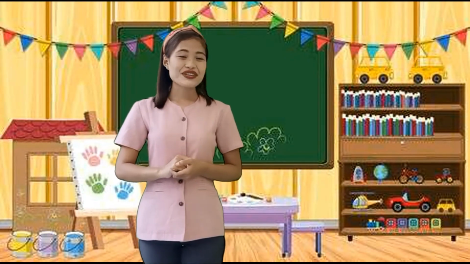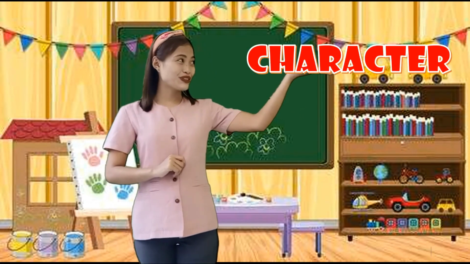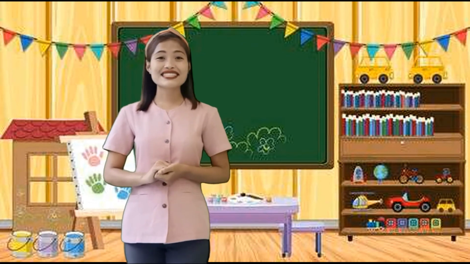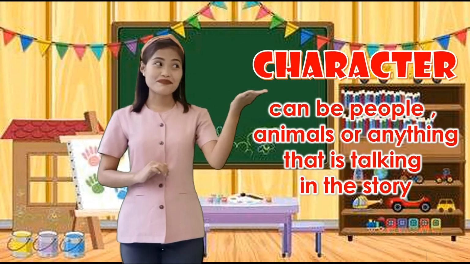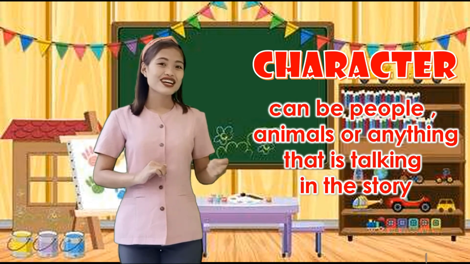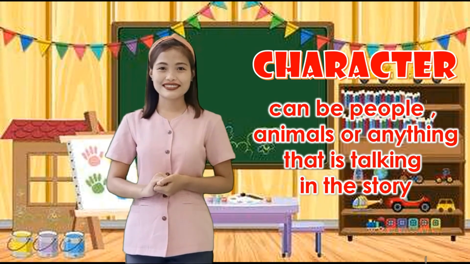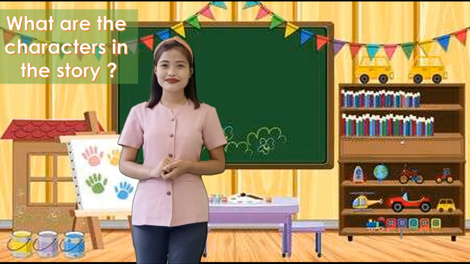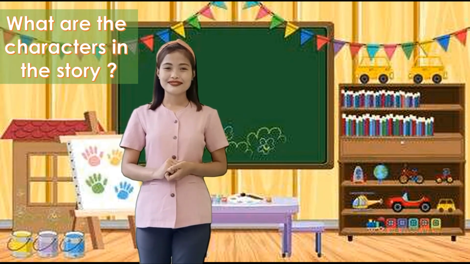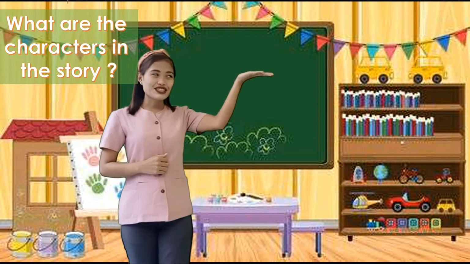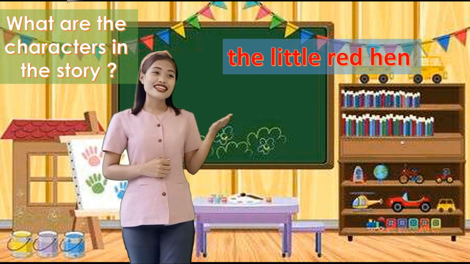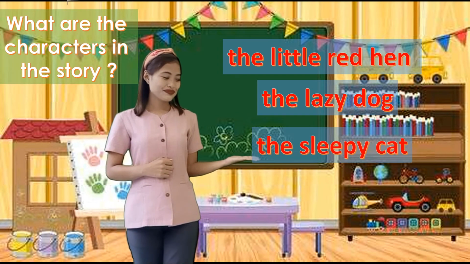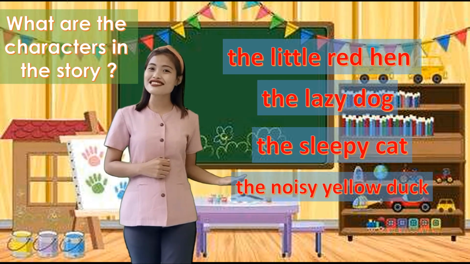This time, we are going to describe the character and the setting of the story. A character plays an important role. They could be people, animals, or anything that's talking in the story. Now tell me, what are the characters in the story? Very good! The little red hen, the lazy dog, the sleepy cat, and the noisy yellow duck.